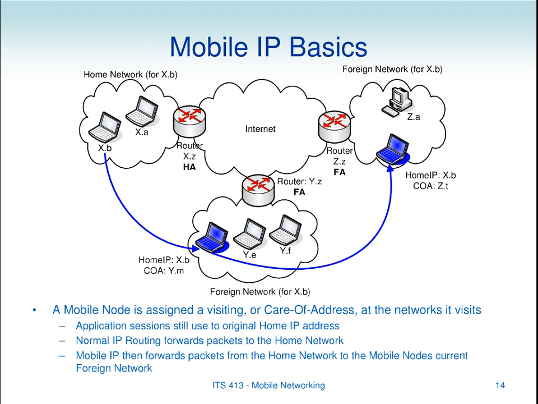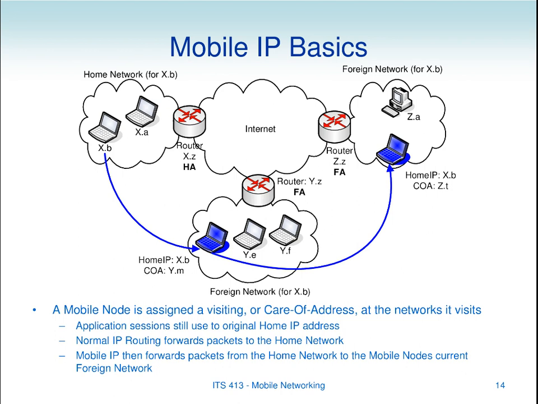And what happens is that z.a keeps sending to x.b, so it sends across here, and somehow we tell our home agent, when we've moved into a new foreign network, what foreign network we're in. So as x.b moves into foreign network y, it will tell its home agent, I am in network y. So now, when z.a sends data, it would arrive at this router. The home agent recognizes this data is destined to x.b, but I know x.b has moved. Its current care of address is y.m. So it will start to forward the data to network y and eventually to the host here.